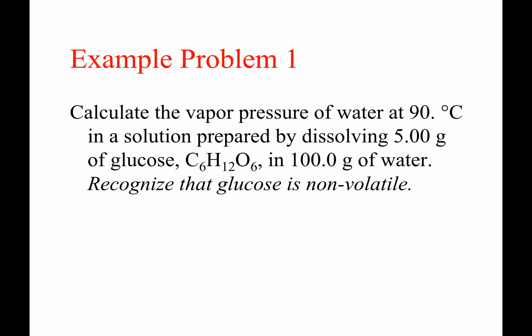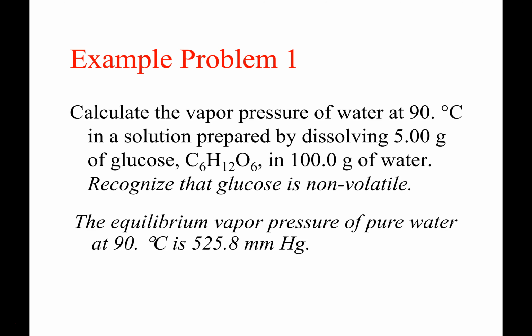And what does it say? Calculate the vapor pressure. So we're supposed to come up with this, and that's going to be a P, the vapor pressure of water. I'm not going to put the naught because it's a mixture. It says that T is equal to 90 degrees Celsius, 2 sig figs. It was prepared with my solute, my blue dots, or my glucose, 5.00 grams of glucose, and the solvent is water, 100.0 grams of H2O. So that's kind of what we have going on.